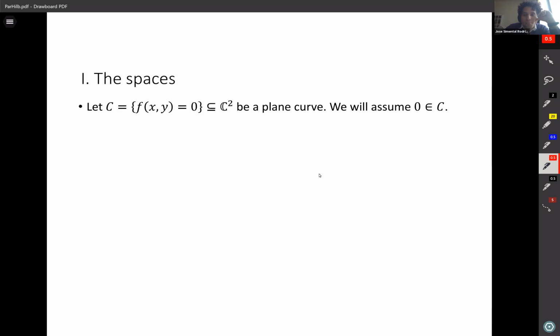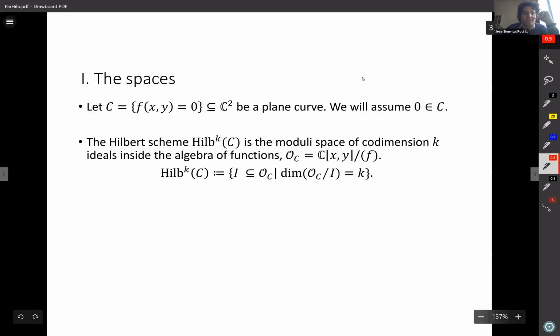I will consider a plane curve in C^2, which is just given by the zeros of some polynomial. For simplicity, I will assume that 0 is in this curve; in other words, this polynomial doesn't have constant terms. The Hilbert scheme of this curve, C^[k], is the moduli space of codimension k ideals inside this algebra of functions. All these ideals form a scheme, and we call it the Hilbert scheme.